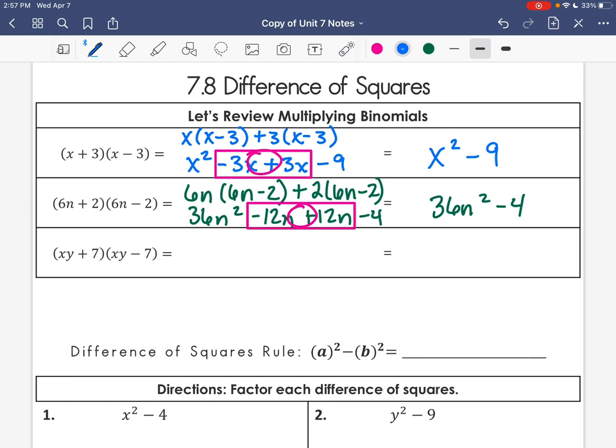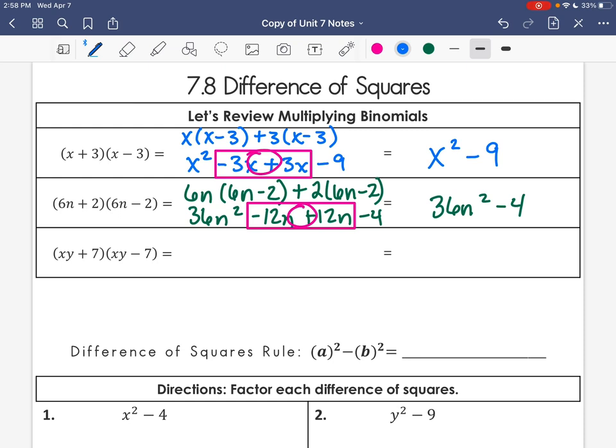All right, let's do this last one. Obviously the first one is the easiest version because you don't have an a in front of the x. And then the second one, you have a 6, so you have that coefficient within. And this last one, we have 2 variables. But we are going to treat it the same.